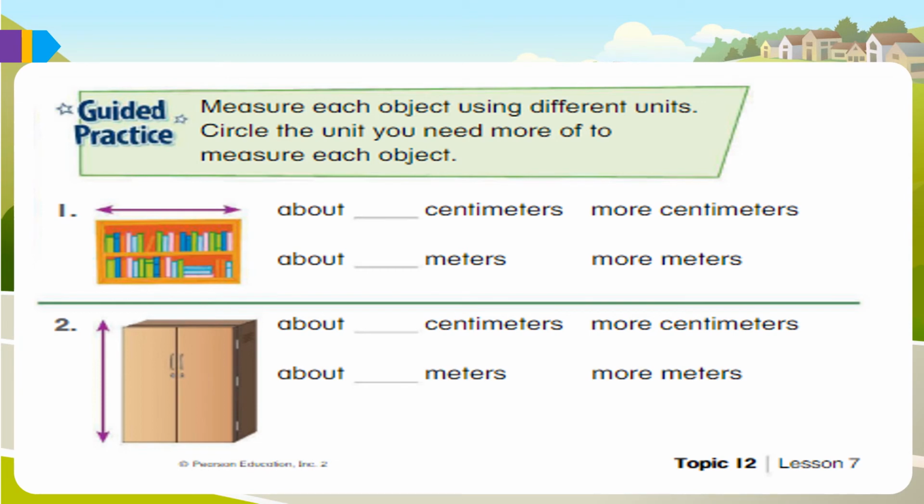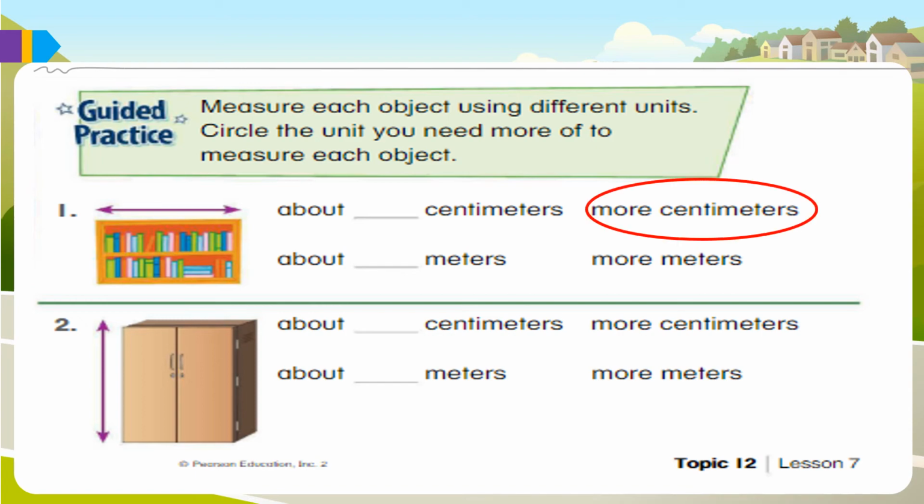Okay, on the next page you have some pictures and you have to write their length in centimeters and meters, and then you have to choose which unit you are going to use more. So again, we just saw in the video, the smaller the unit, the more we are going to use it. For example, in question number 1, what do you think you will use more? You are going to use more centimeters or more meters? Which is the smaller one? Excellent, it is centimeters. So you are going to use more centimeters. Very good.